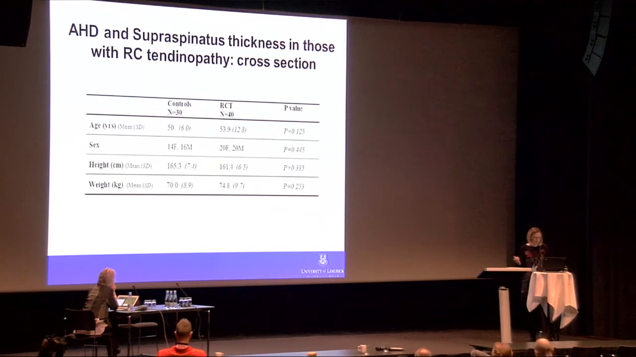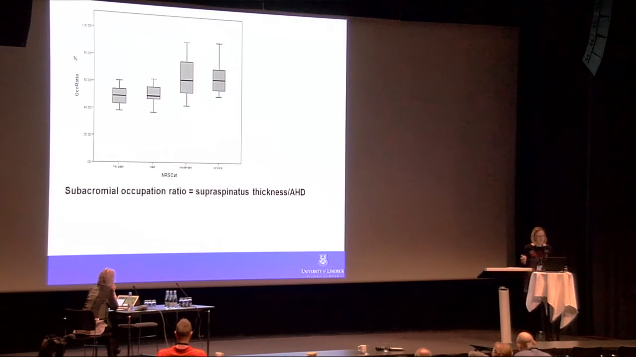Something that we've calculated, and Laurie Michener has also done some work using this calculation in her work in America, is we looked at the subacromial occupation ratio to try and get a relationship between the subacromial space and its contents. So we calculate that by dividing the supraspinatus thickness by the acromiohumeral distance. And essentially it's just a ratio of the space to the contents. So it's an easy way to look at both aspects of the condition.